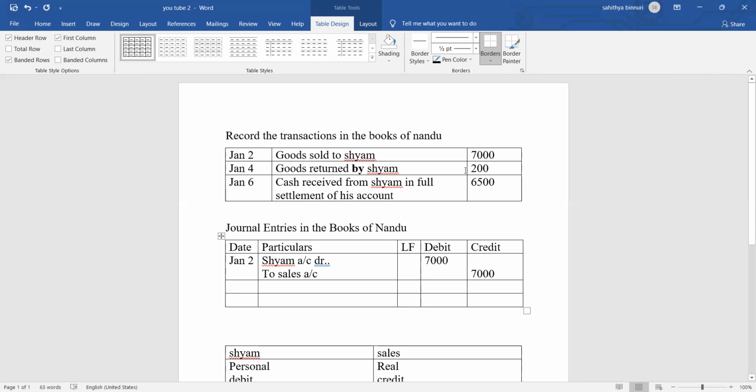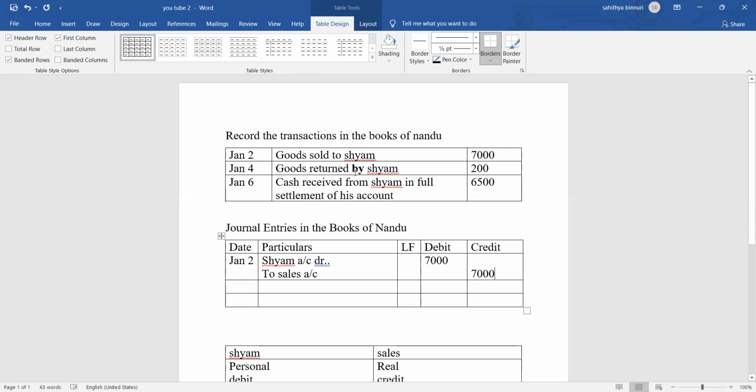Now, we proceed with the next transaction, that is on January 4th, goods returned by Sham 200 rupees. Students usually get confused here: what returns is this? Is it a purchase returns or a sales returns? When the word return is there and the word by is there, this is a hint that students can easily understand that it comes under the sales returns. The word return and the word by, which I highlighted in bold, then it comes under the sales returns. If returns is there and the word to is mentioned, then it comes under the purchase returns. Now by is there, so it comes under the sales returns.